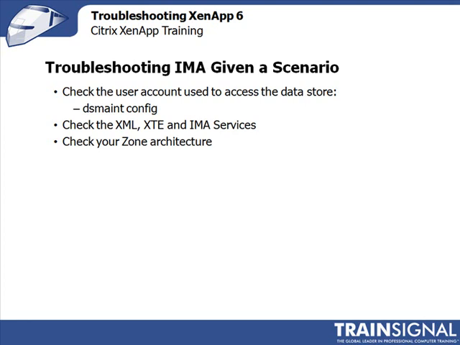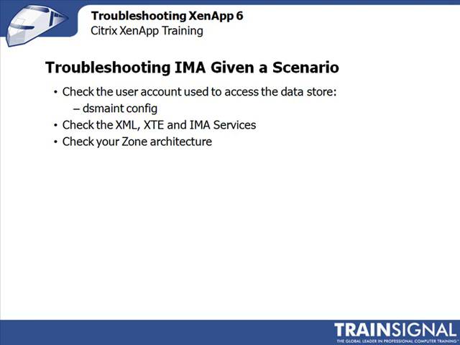One of the common reasons why the IMA service stops running is the user that you originally configured that DSN with, that ODBC connection to connect to the database. Maybe that's changed. Maybe the password on that user has changed. Maybe it's a combination. I've seen it where the user account has changed and the password has changed, or vice versa. So you can use the dsmaint /config command to reinitiate that connection, either using the same user account with a different password, or a completely different user account and different password.